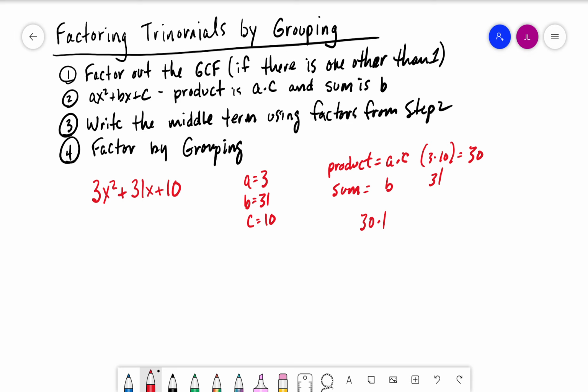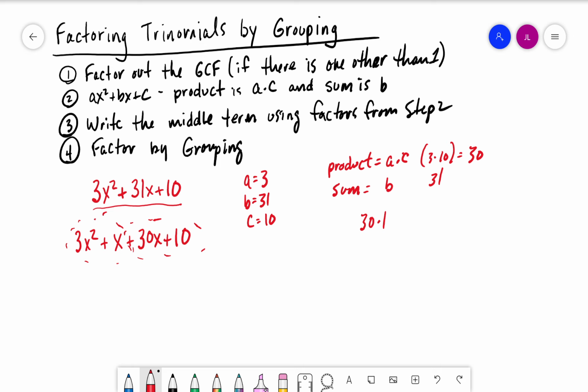So what we want to do is rewrite this polynomial using 30 and 1 as coefficients of x to replace the middle term. So what we're going to have is 3x² plus x, there's our 1x, plus 30x plus 10. Now all we got to do is factor by grouping. We group those two and these two.